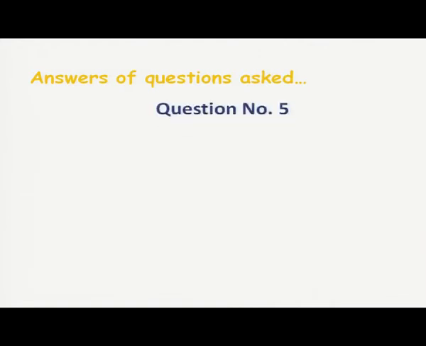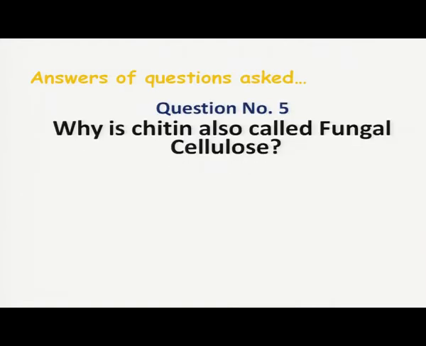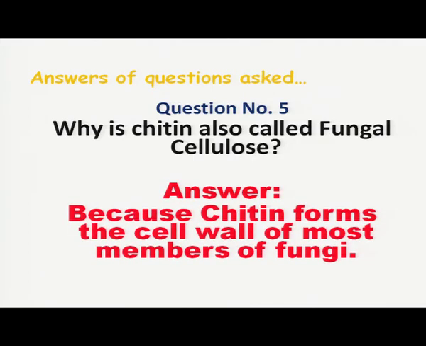Now, the last question, why is chitin also called fungal cellulose? Because in fungi the cell wall is made by chitin. So, because chitin forms the cell wall of most members of the fungi. So, these are the 5 questions which are related to the last topics. Now, I hope all questions related to these topics you will be able to answer.